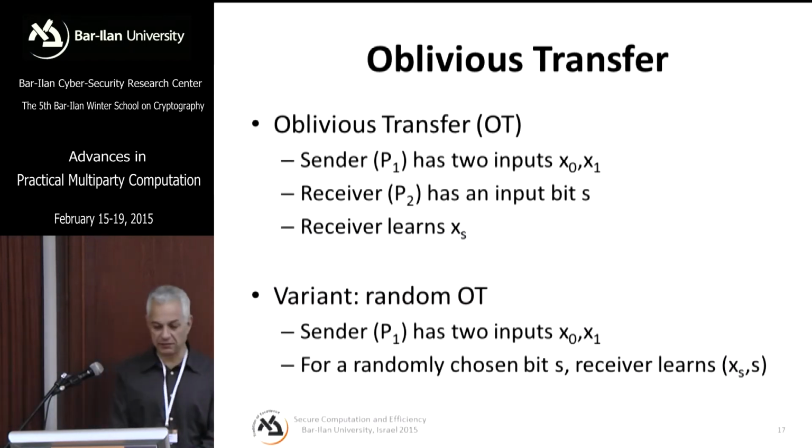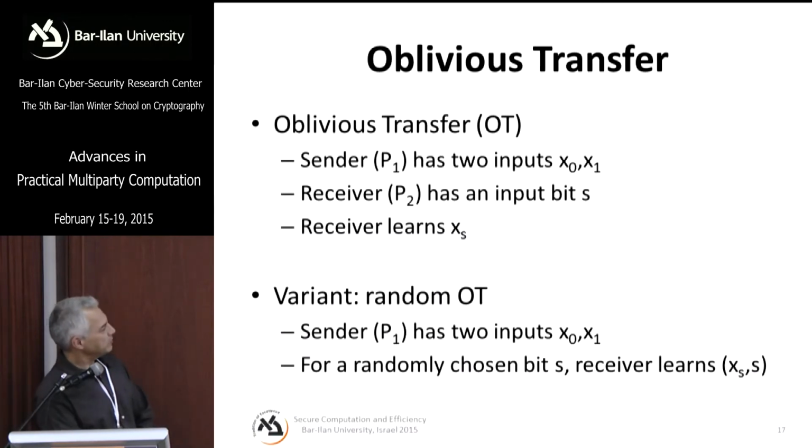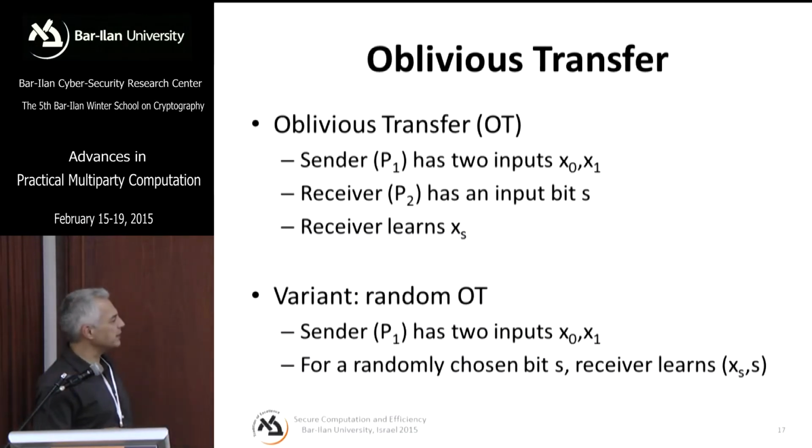We'll also discuss another variant, which we call random OT, where the sender has 2 inputs, X0 and X1, and the receiver cannot choose his input. Basically, the protocol chooses a random bit S, and the receiver learns S and X of S, but he cannot choose what input to learn. But I'll show in a minute that you can implement regular oblivious transfer using random OT. And sometimes random OT is used to define other variants, but we'll use this notation for this protocol.